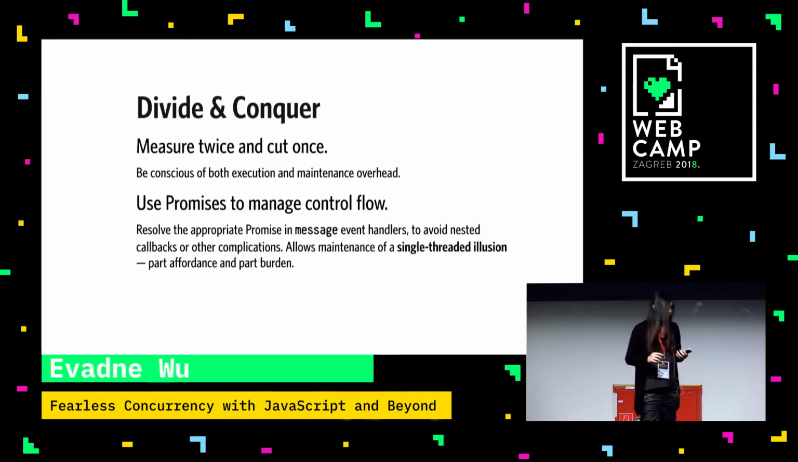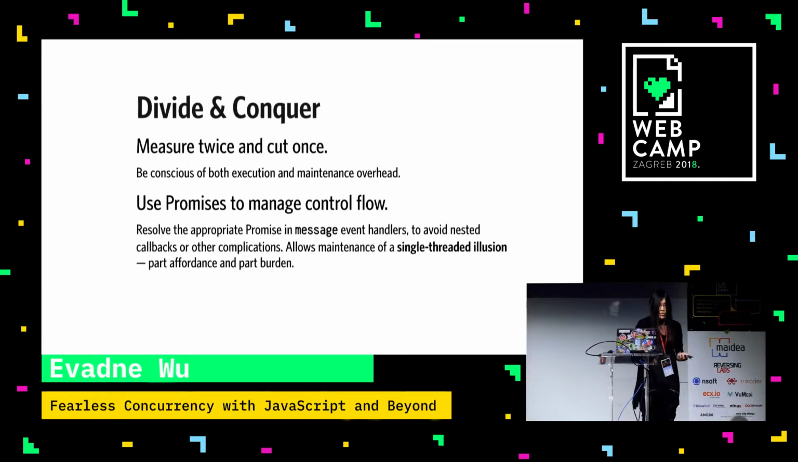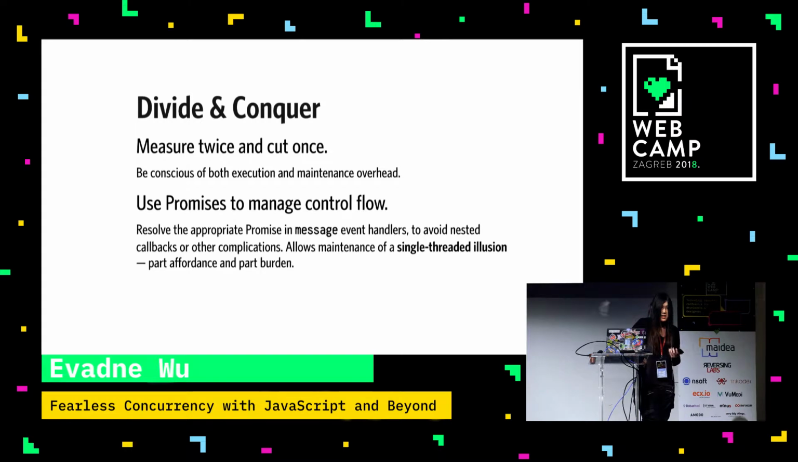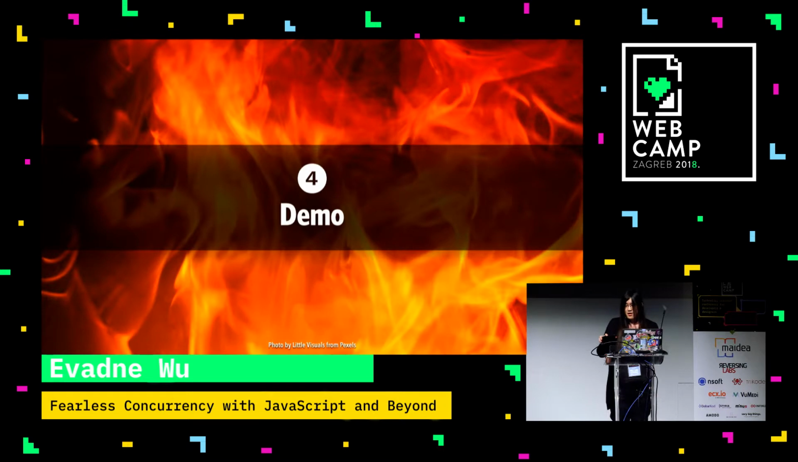Anyhow, if you truly decide to write a concurrent program, then you should try and make life easier for yourself. For example, you don't really need to interact with workers directly. You can wrap workers in a promise and so on, and the control flow will be better managed this way. All right, so for the time remaining, I would like to show you a few demos, if that's fine.